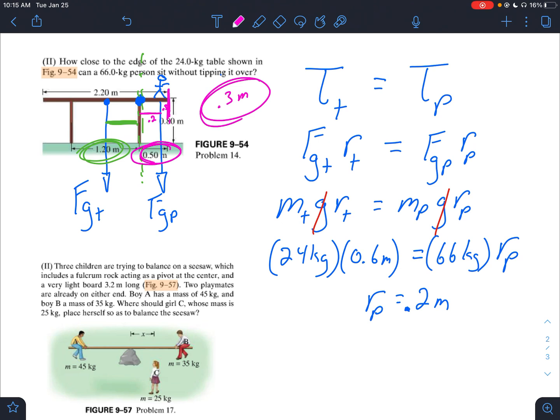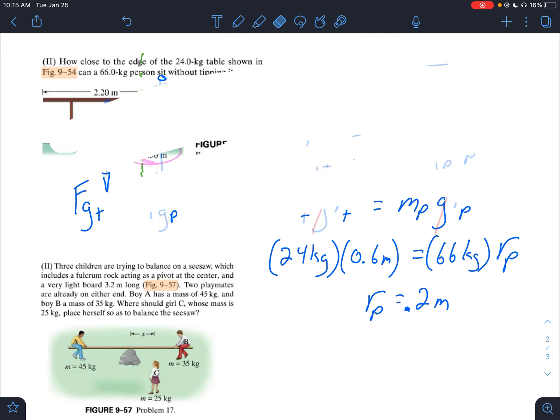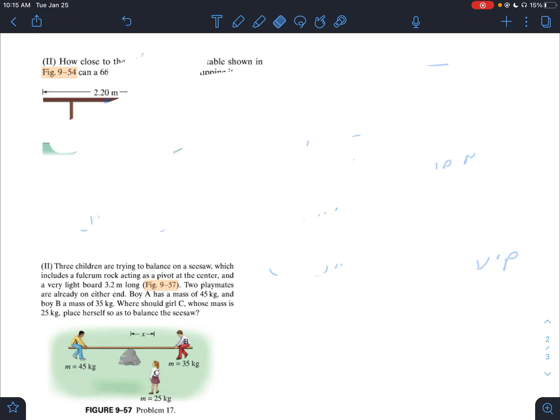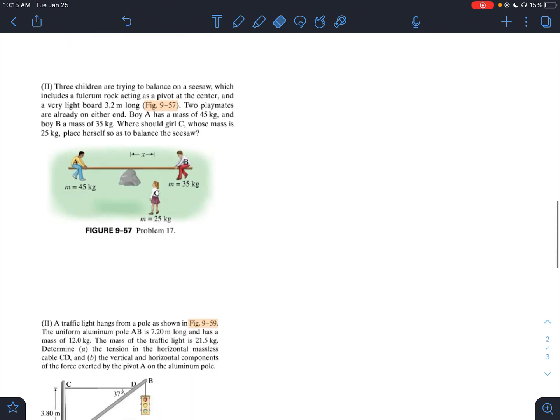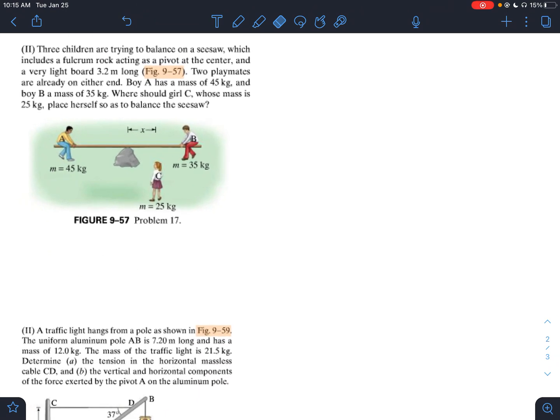Okay, moving on to our next problem with the 3 children, A, B, and C. We look at this scenario and we need to figure out where to put child C. We see that we have 2 children already on the edges, and since child A is more massive, we would have an overall torque going to the left, or counterclockwise. So we would need to put child C on the right-hand side to equal out that torque, but we don't know where to put that child.